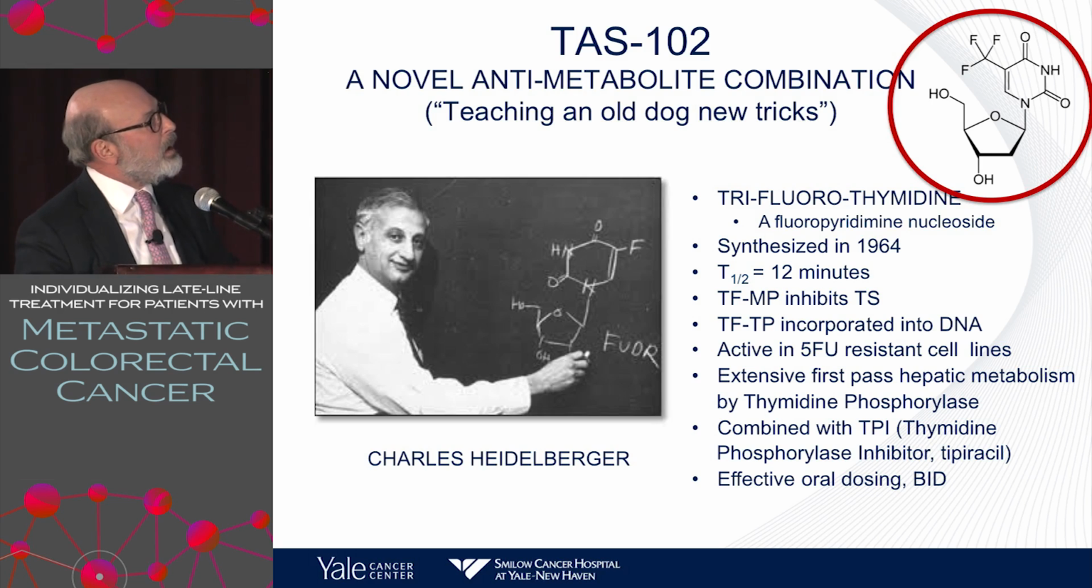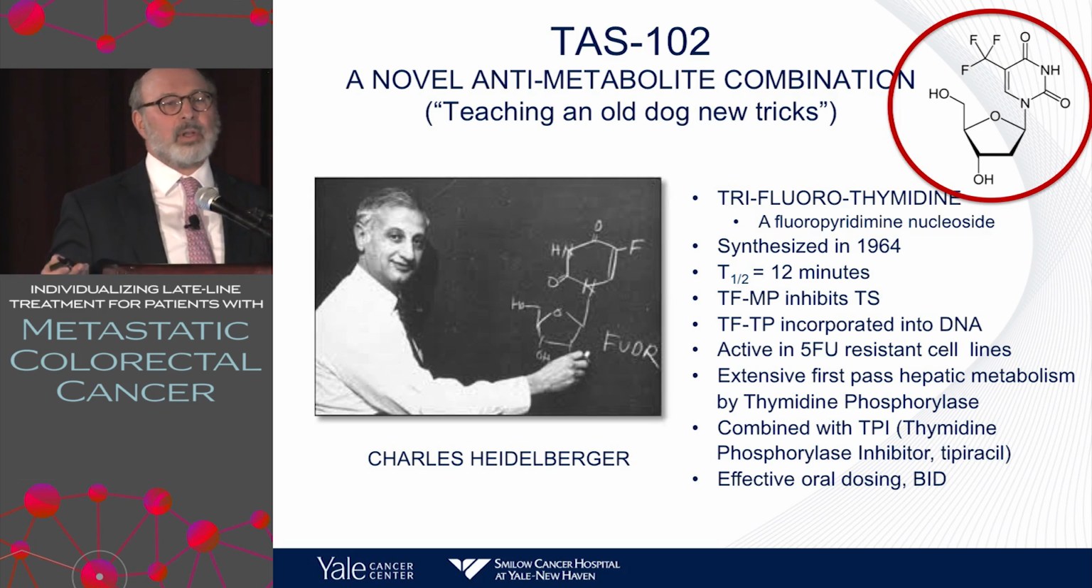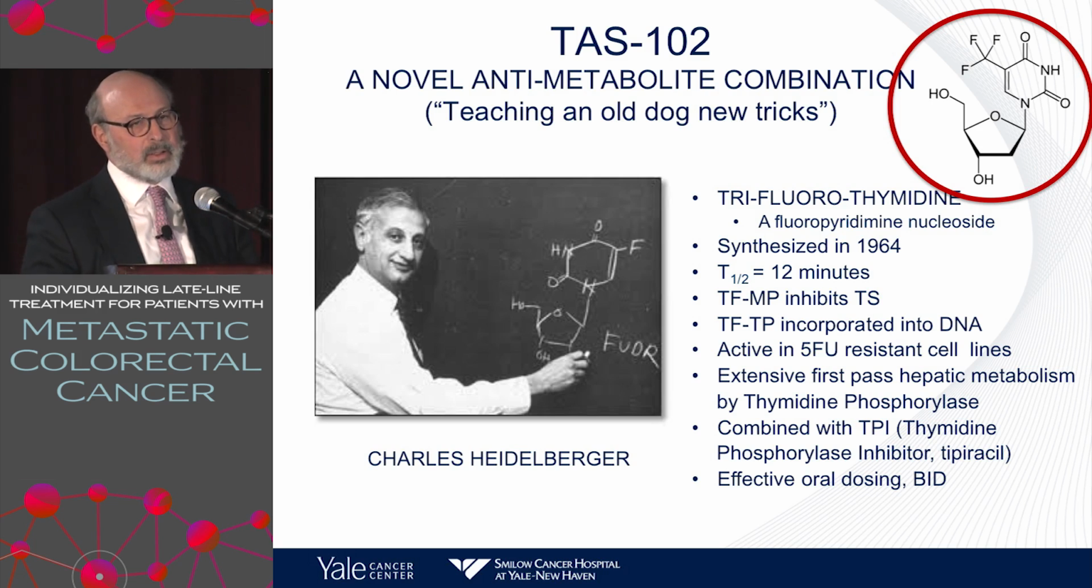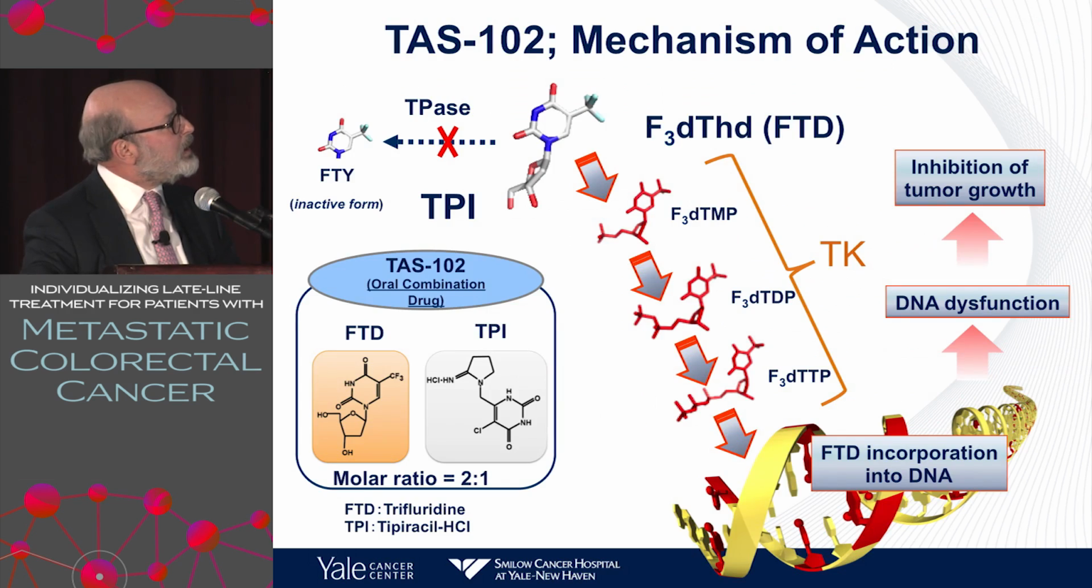So after deoxyribose, you put some additional fluorines on the uridine and you land up with this drug. The only problem was the half-life was like 12 minutes, so it was impractical. The scientists at Taiho learned how to combine it with a metabolic inhibitor to give it a longer half-life. You already heard about the mechanisms of action from Dr. Van Cutsem. It's actually incorporated into DNA as a false base, causing chain termination and DNA damage.